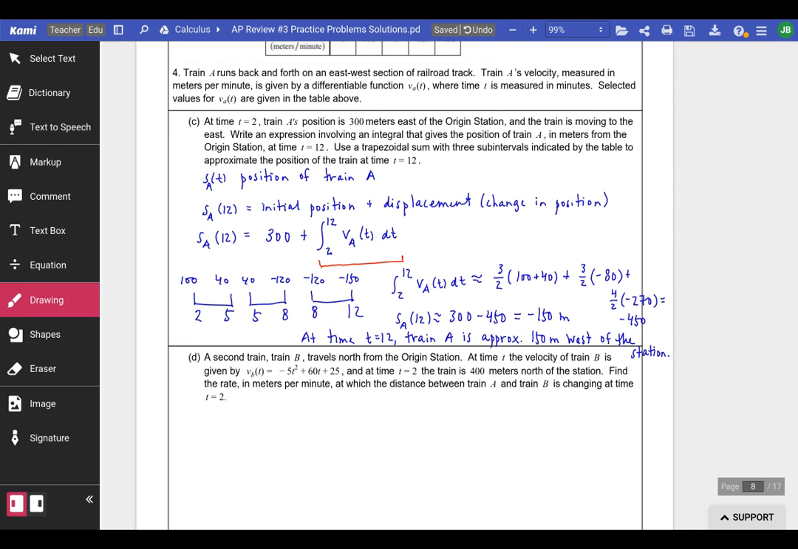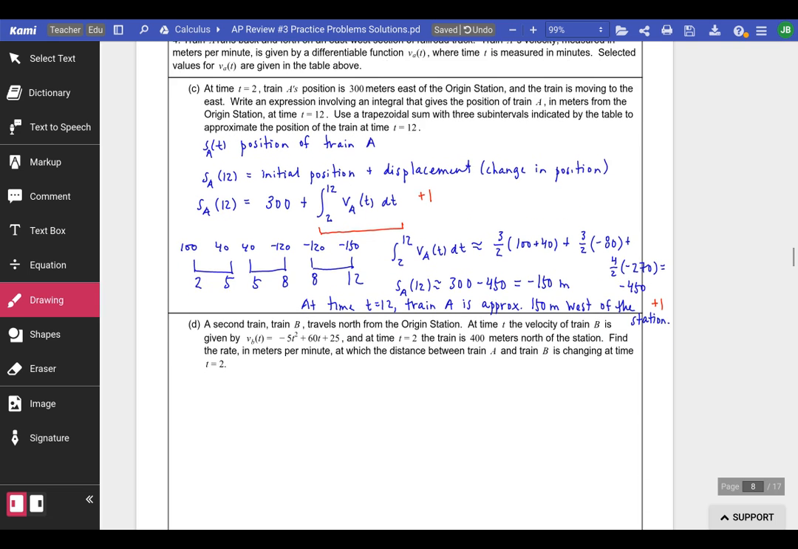Okay, so then for points, let's see. They gave a point for this expression here, writing the integral expression for the position. And then it looks like a point here for knowing that it was 150 meters west of the station.